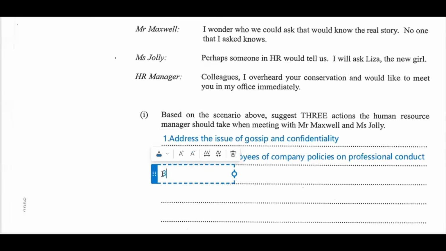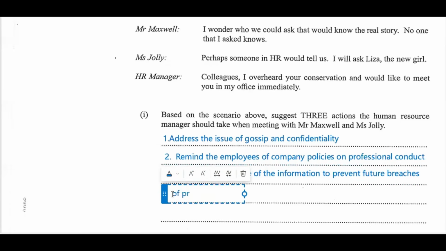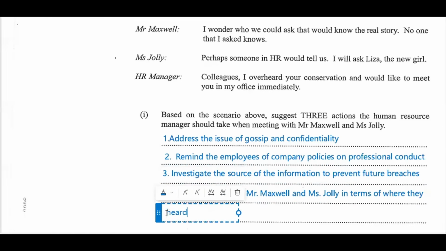Now, these are questions that allow you to think outside the box a little bit. And as the HR manager, I think I would want to investigate the source of the information to prevent future breaches of privacy by asking Mr. Maxwell and Ms. Jolly where they heard it. Yeah, that's it.